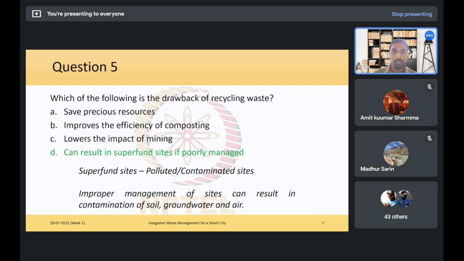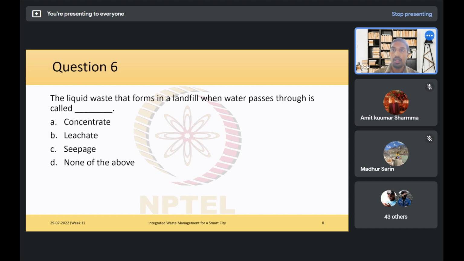Okay, if there is no question with this, we'll move to question 6. The liquid waste that forms in a landfill when water passes through is called dash. A, concentrate, B, leachate, C, seepage, and D, none of the above. This is just terminology that we use, right?